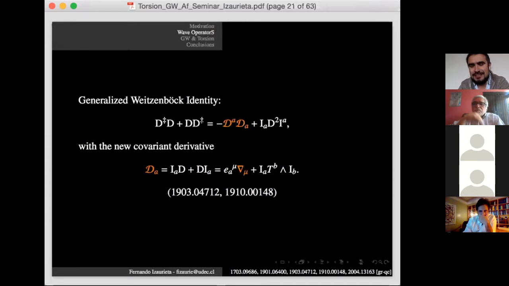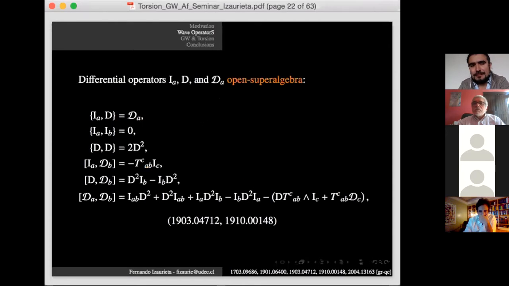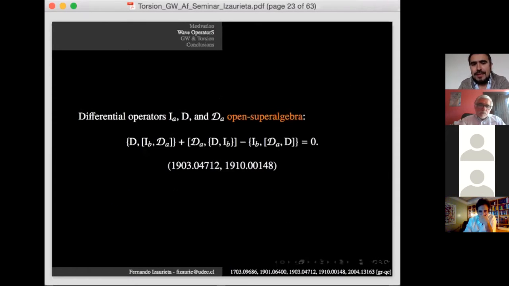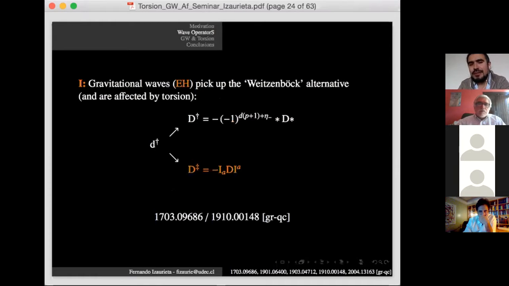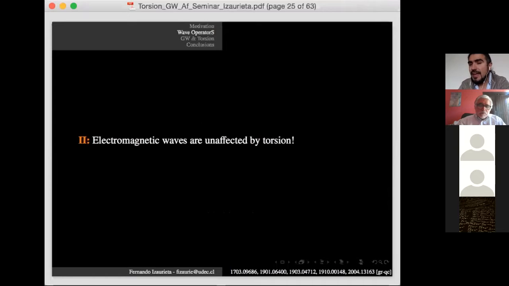That is the real Weitzenböck identity. It is a very interesting piece of math. These operators satisfy an open superalgebra. And the interesting point here is that gravitational waves actually pick this second line alternative for the derivative and the wave operator. And for instance, the electromagnetic waves do not. They are completely unaffected by torsion. It is just about making the math here.